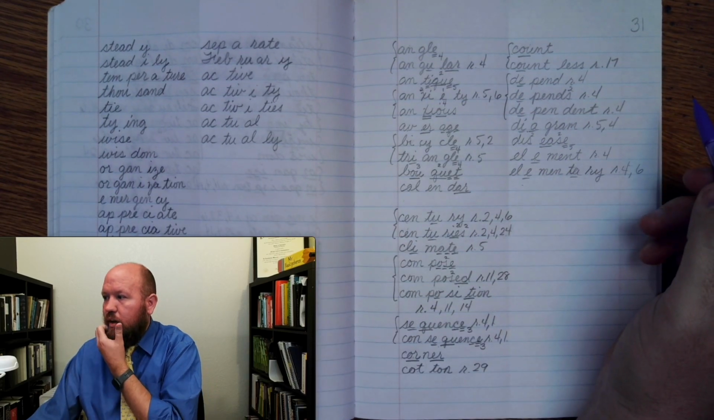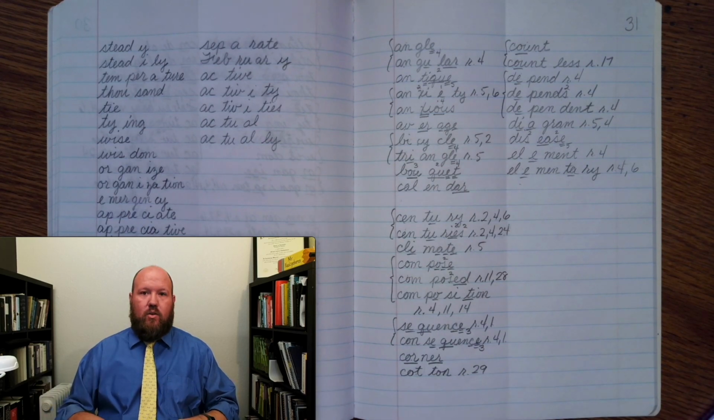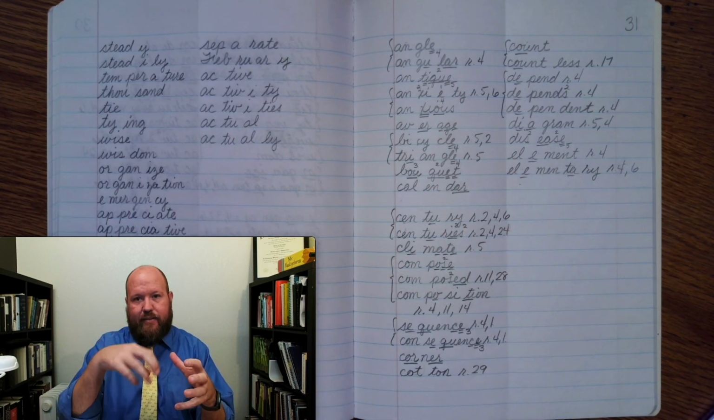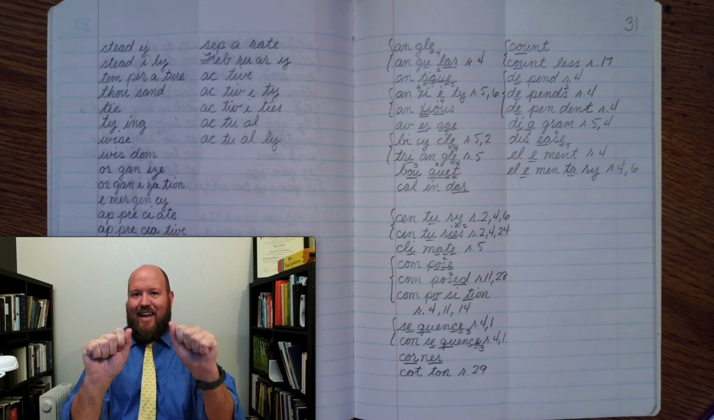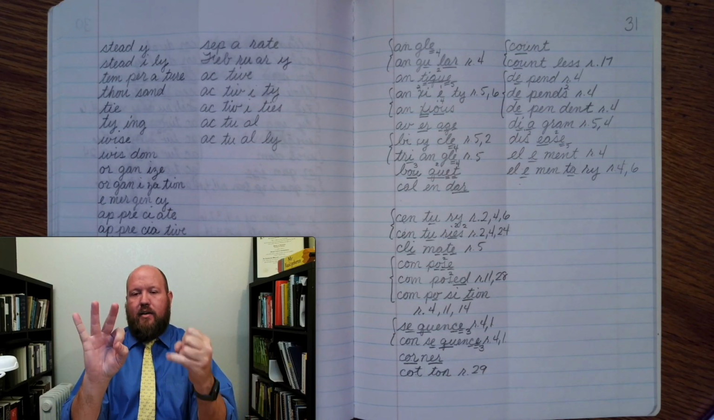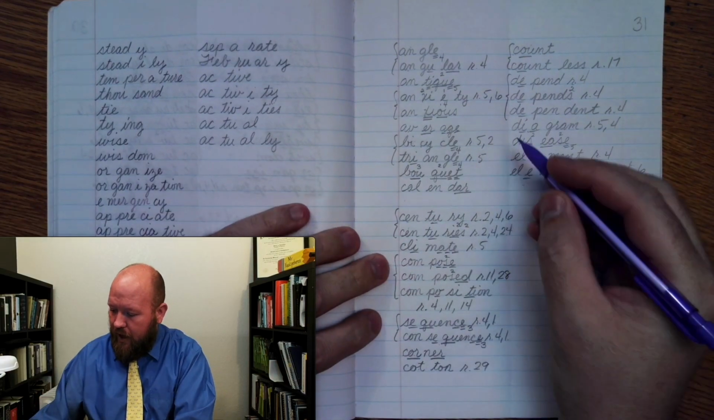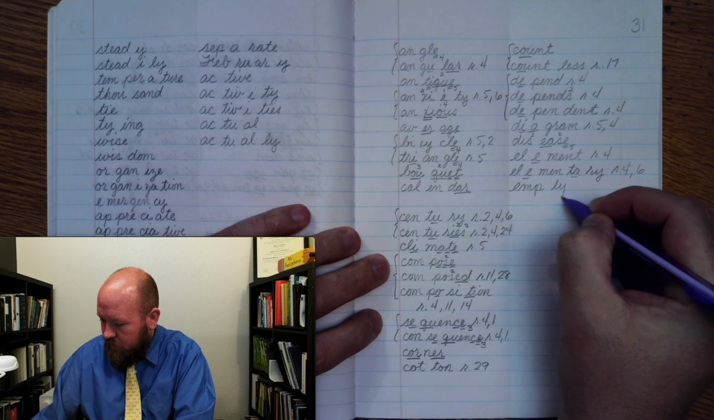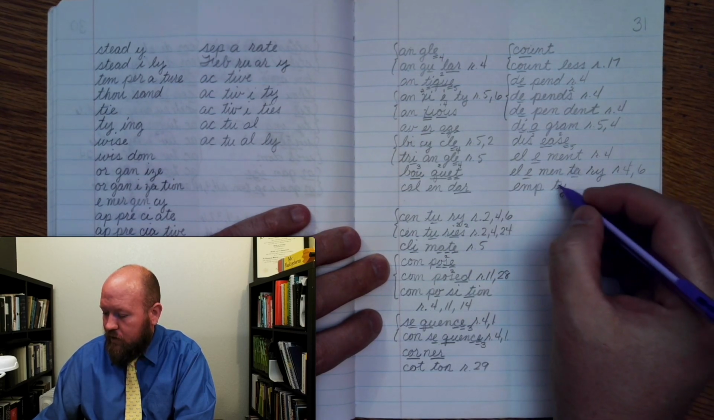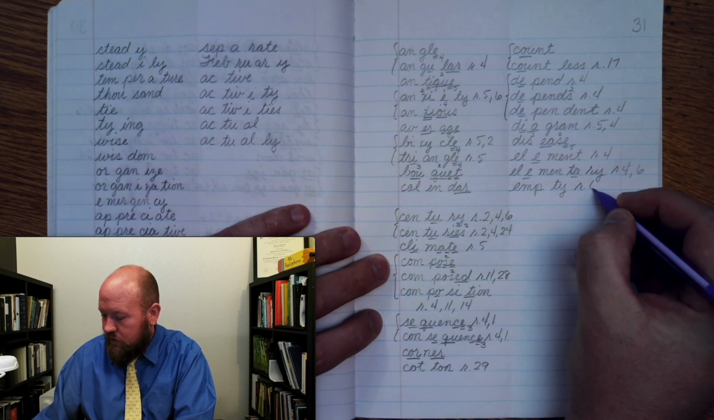And the last word is empty, right? So when something has nothing in it, it is empty. Empty. Emp, T, E, M, P, T, I. Empty. Emp, T, E, M, P, T, I, rule six.